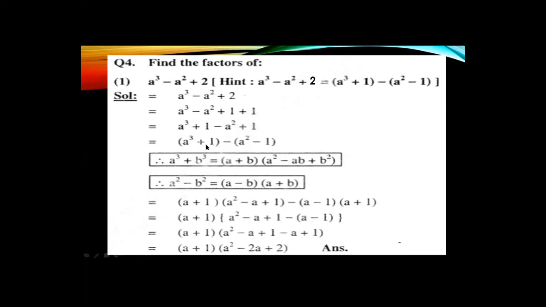Now when we apply the formula, this becomes a plus 1, because instead of b we are going to use 1. A square minus a into b, when you multiply a with 1 you will get a, plus b square, means 1 square is 1. Minus, and a square minus 1 is applied by the difference of squares, so it becomes a minus 1 and a plus 1. Now this is factor 1 and this is factor number 2.